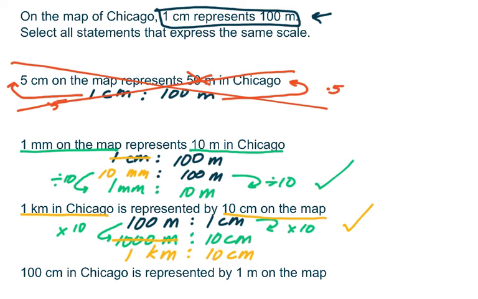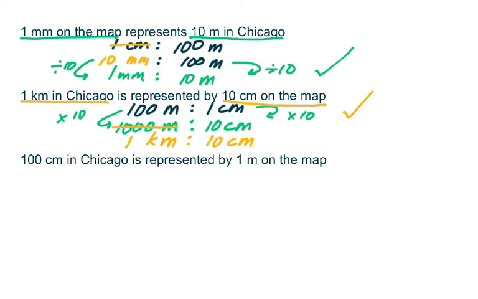I'm going to use that same relationship for the next one. So I'm going to start with the Chicago. This is the real world. It should be 100 meters, and that was represented by 1 centimeter on the map. Now I'm already getting worried about this because I have 100 centimeters in Chicago being represented by 1 meter on the map. So 100 centimeters in Chicago, that's the real world measurement, and that's not very big, and I'm representing it by 1 meter on the map.